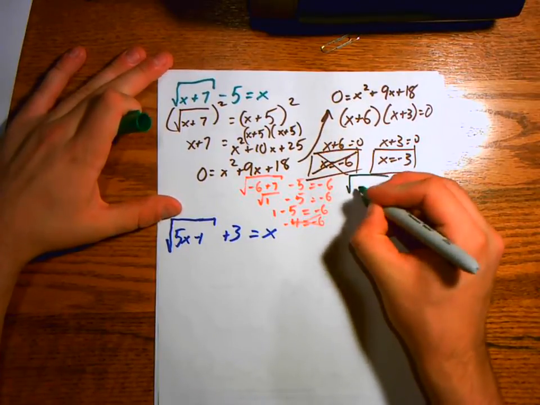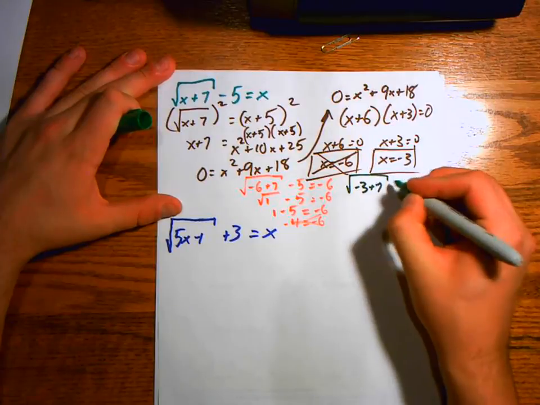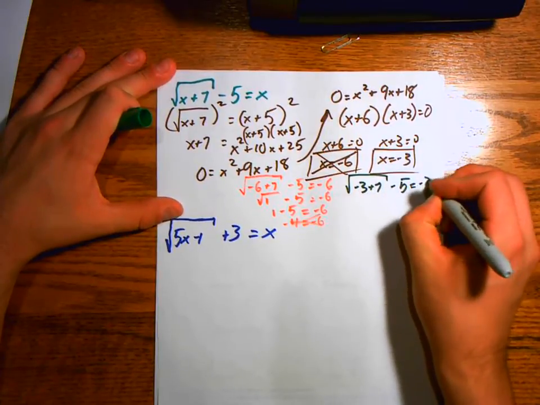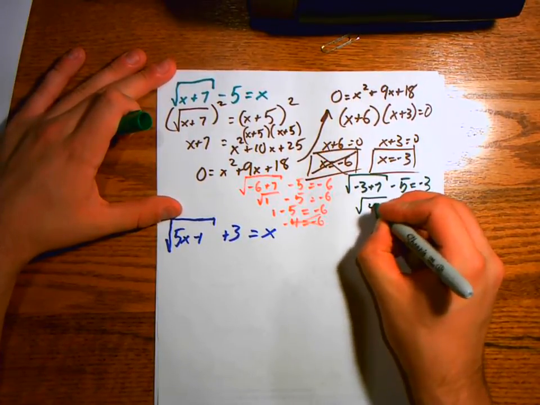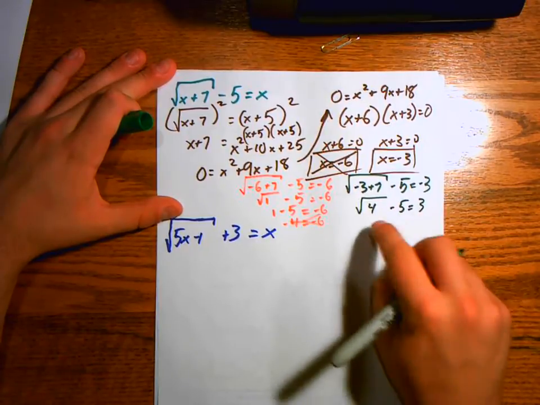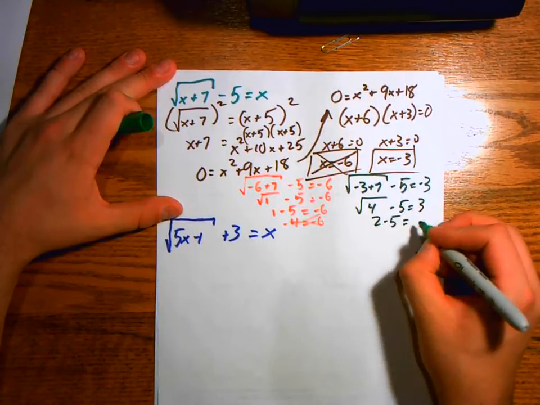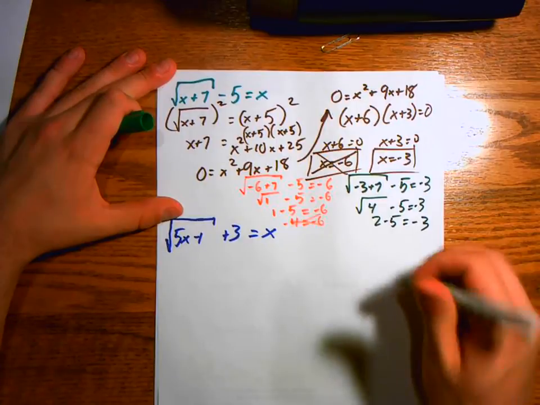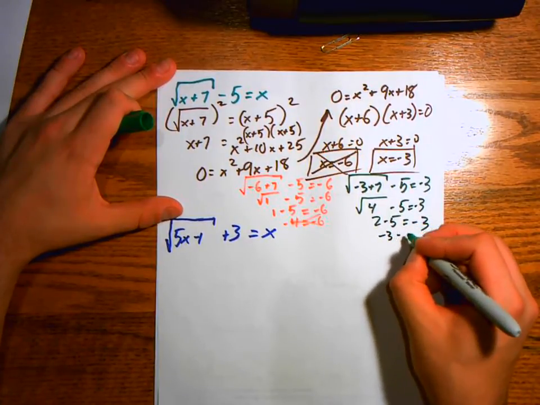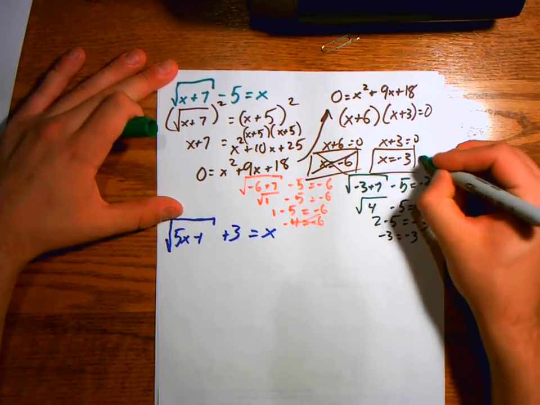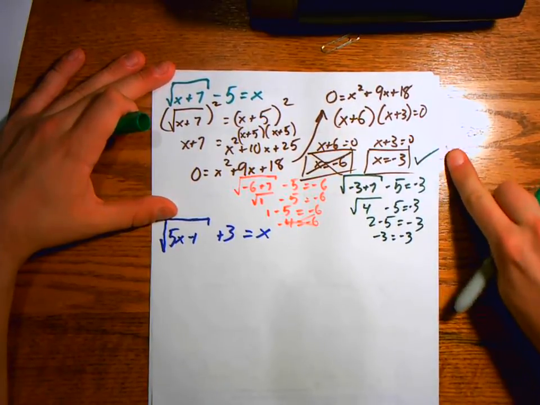Now plugging in for negative 3. Negative 3 plus 7, square root, minus 5 should equal negative 3. This is equal to 4. And the square root of 4 is 2. So 2 minus 5 is negative 3, which this one checks out. So this is an okay solution.